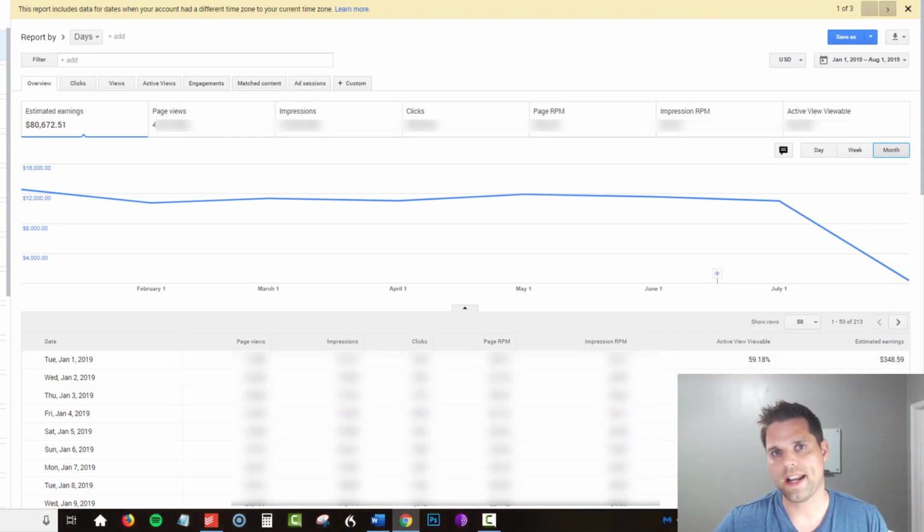Now that comes out to, on average, roughly about $400 per day during the week, a little bit less on the weekends. But that's to give you an idea of what that number means. So usually between $300 to $400 a day.